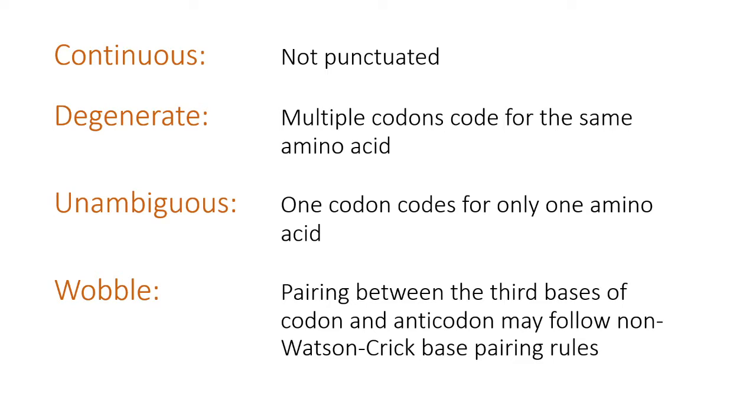Lastly, wobble. Base pairing between the third nucleotide of a codon and the corresponding nucleotide in the anticodon is not strict. That is, the coupling of codon and anticodon can be unsteady. For example, the four main wobble base pairs are guanine uracil, hypoxanthine uracil, hypoxanthine adenine, and hypoxanthine cytosine.